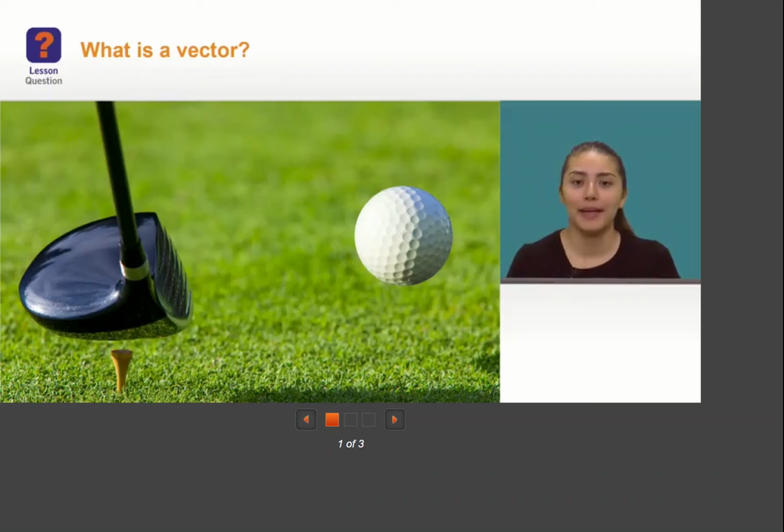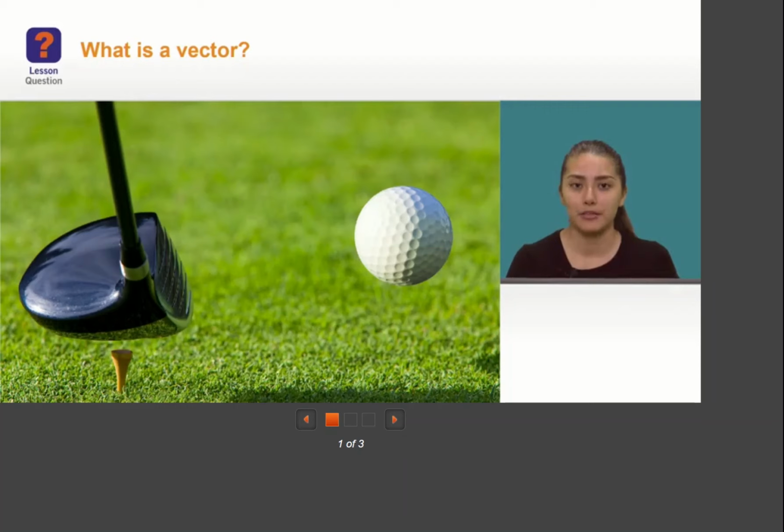Hello and welcome. Have you ever thought about what makes golf balls go in so many different directions? Announcers describe a shot by how far it has traveled from the tee and how far away it is from the hole. This is a single quantity.